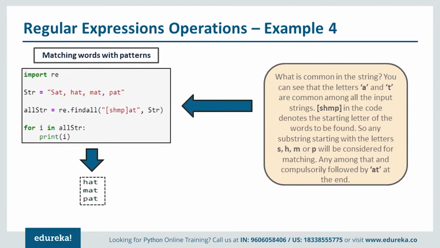In this case we have common letters like a and t. So in the findall function I'm using at there, but there is a different regular expression over here, which is in square brackets S, H, M, P. So these four characters are there. Now Python is saying that if the first letter is either S, H, M or P, then in that case that will be picked up.